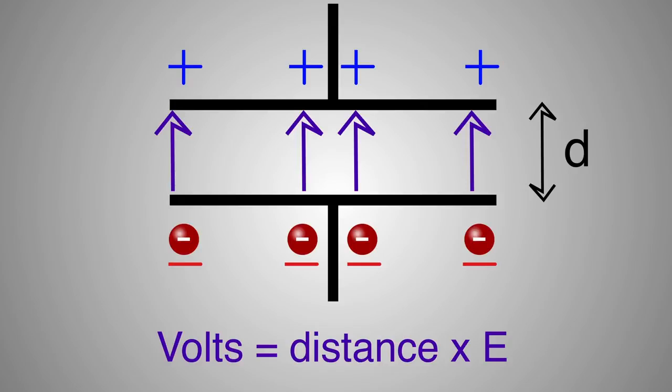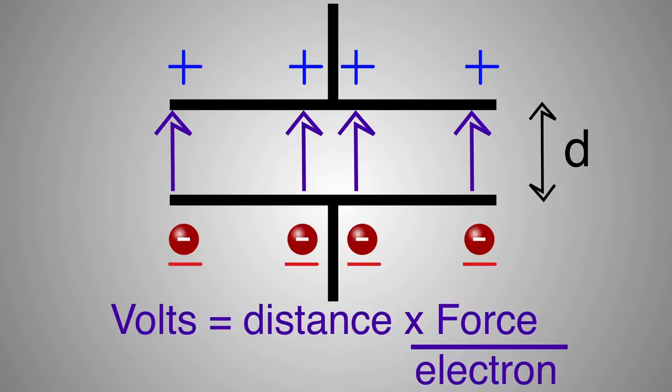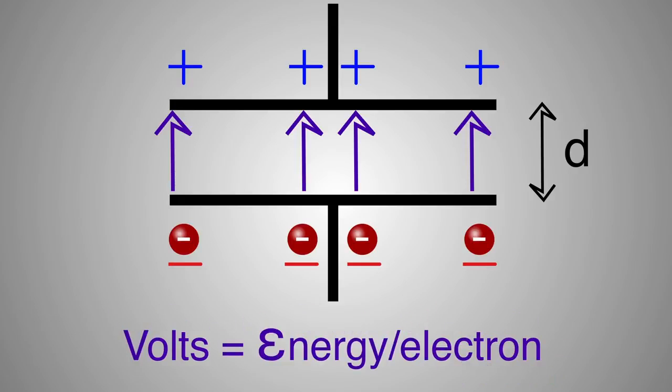Now we have defined the electric field as the force per charged particle, so the voltage really means the force across the gap distance per electron. And as we know, force times distance is defined as energy in physics. So in the end, voltage is defined as the energy given to each electron by the applied voltage. In summary, a capacitor stores electrical energy and gives it back.